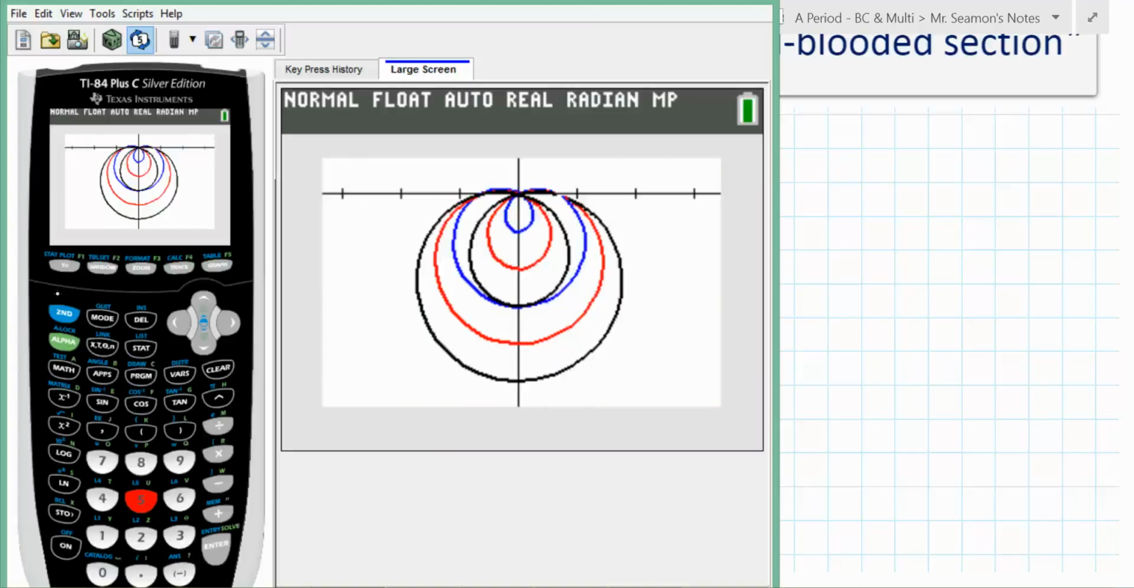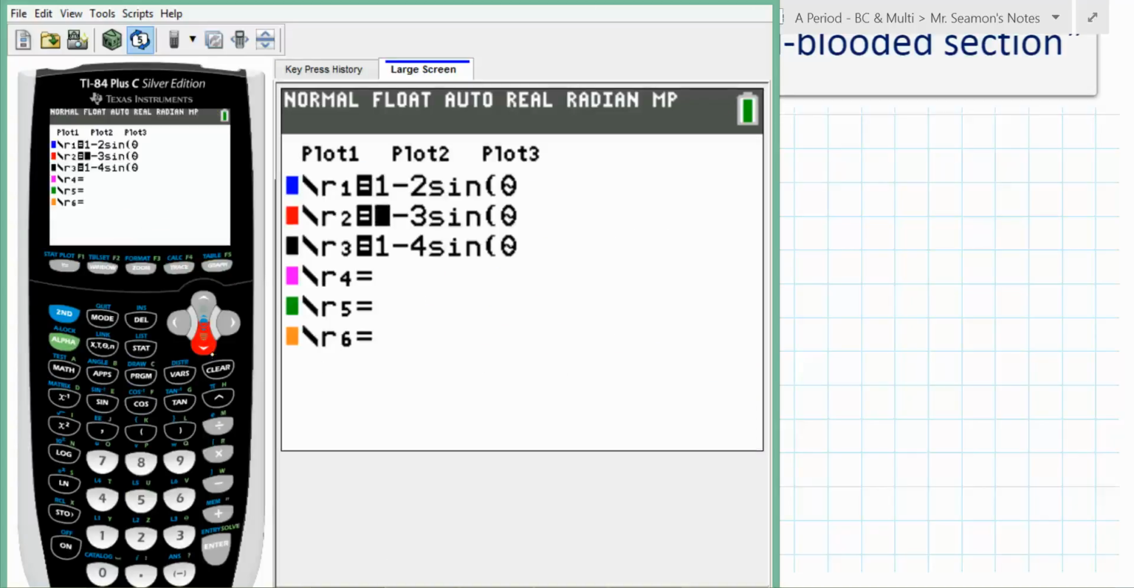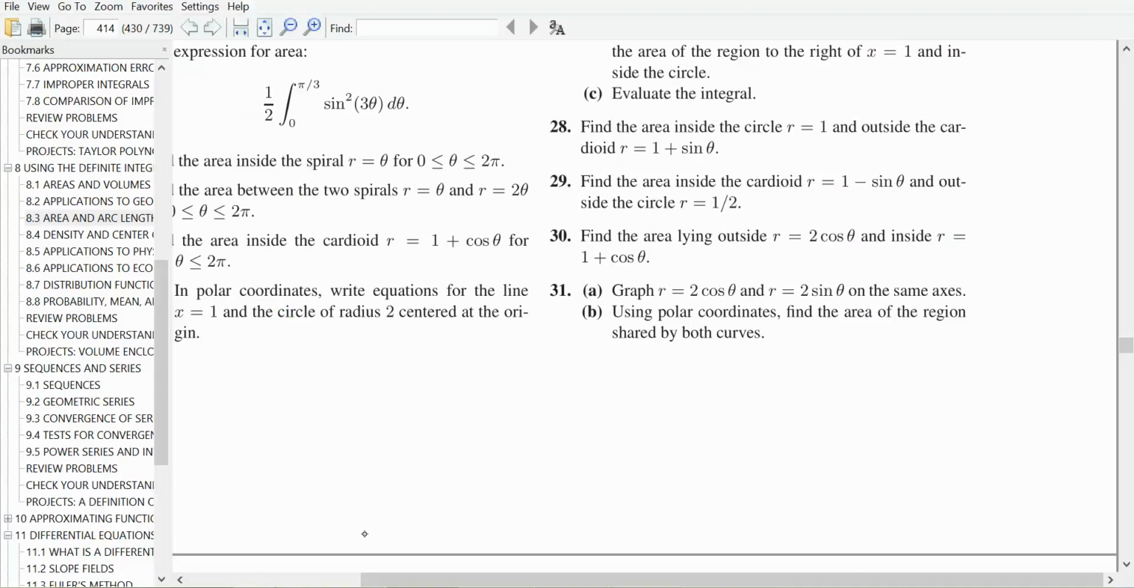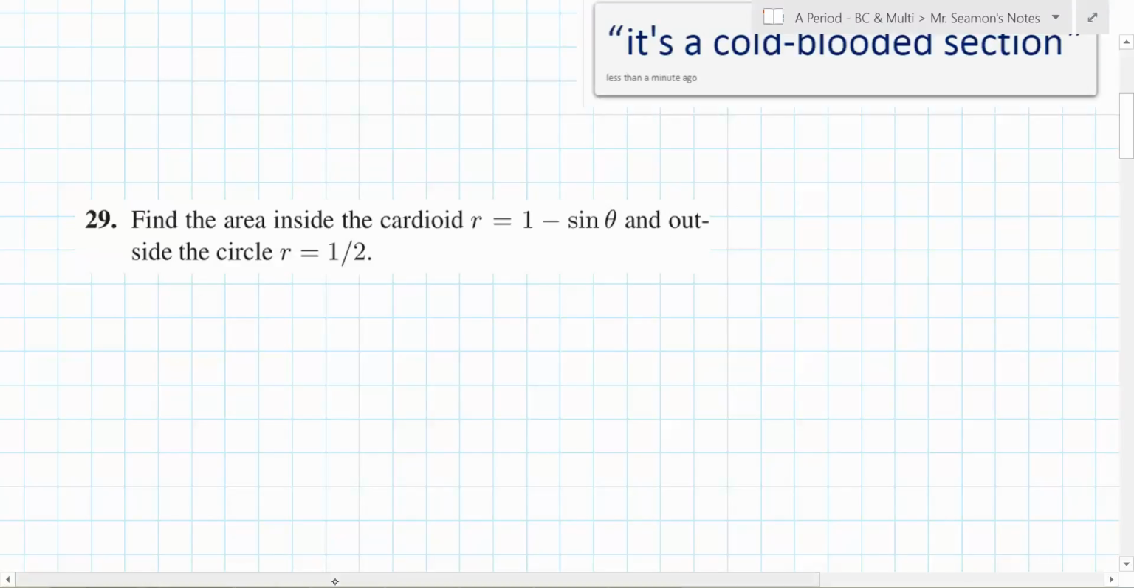Sine theta and r equals a half. So let's clear this, right? 29 is 1 minus sine theta and r equals a half. Okay, so do we need to do this one then? Yeah, okay, let's still do it.